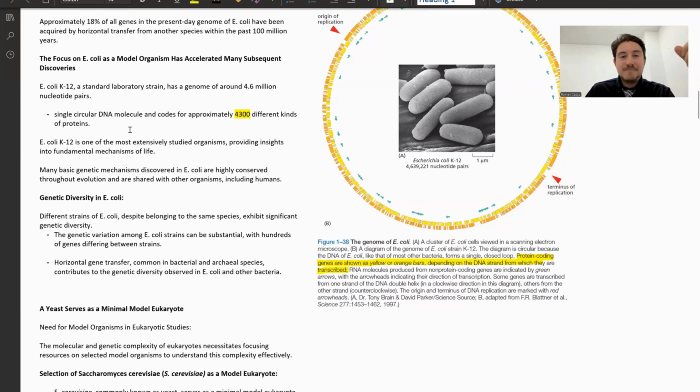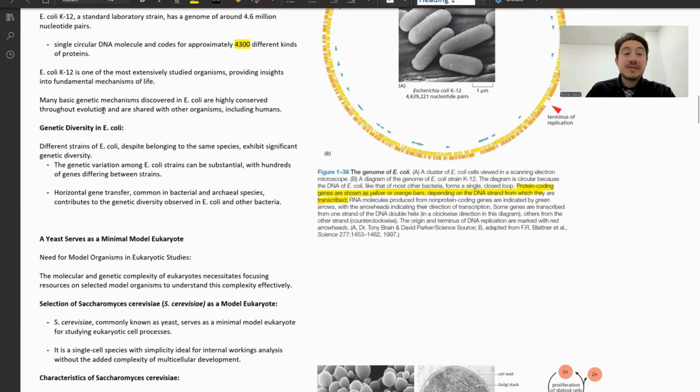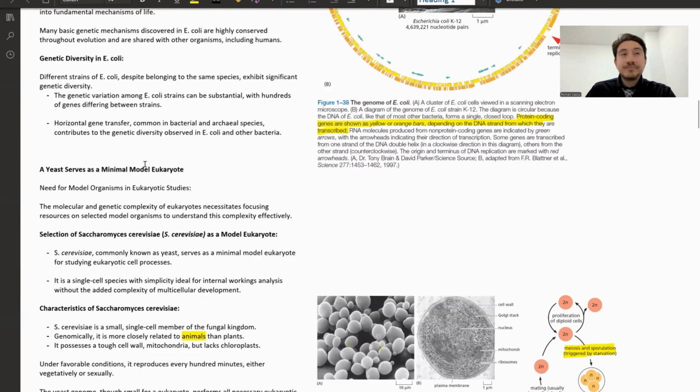Not too many compared to eukaryotic genomes, right? So this E. coli is one of the most extensively studied organisms, right? It's given us many, many insights on how the mechanisms of life work and how a cell regulates itself. There have been many basic genetic mechanisms discovered in E. coli, highly conserved throughout evolution, shared with other organisms among eukaryotes, including us, right? So it definitely sheds light on a lot of biomolecular activity, right?